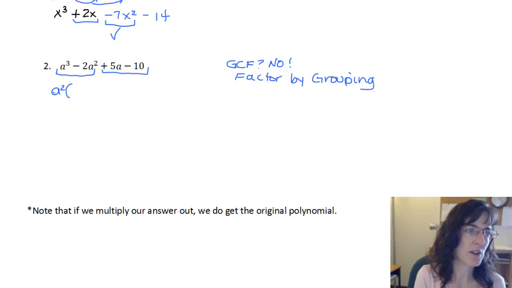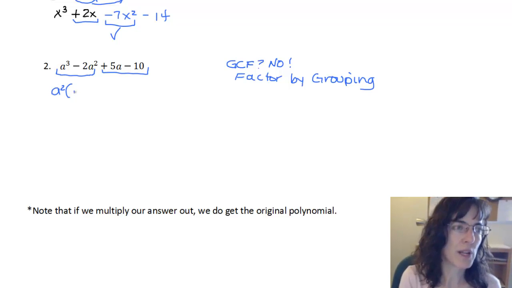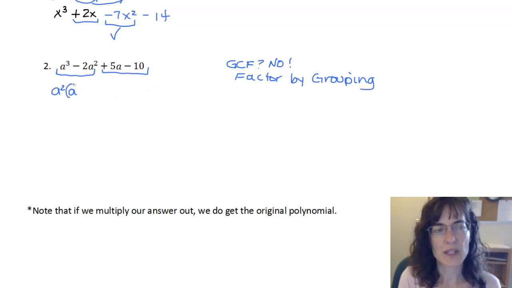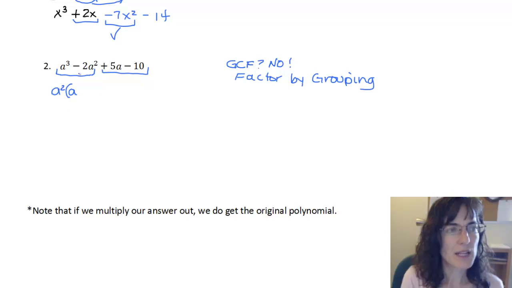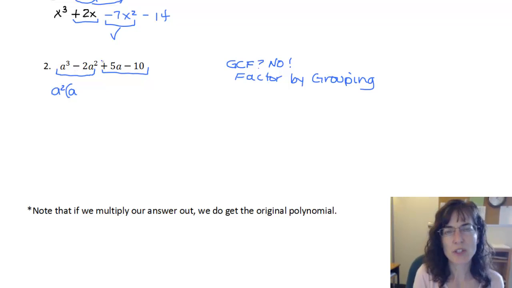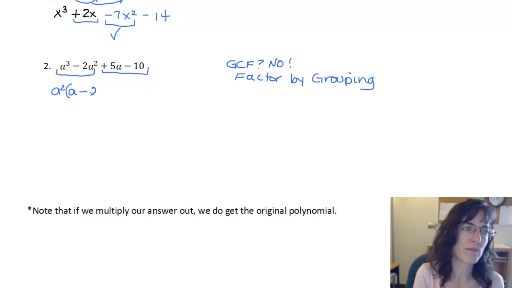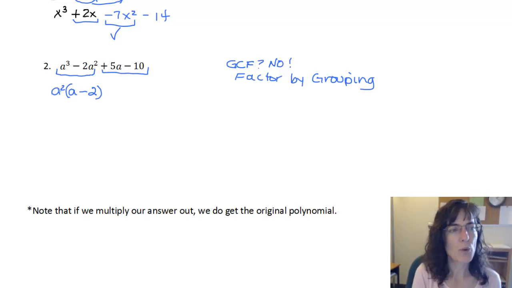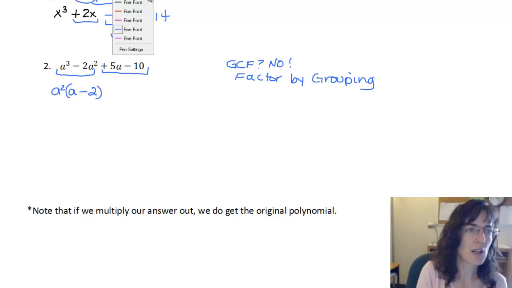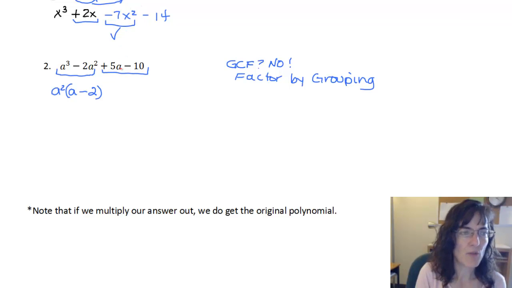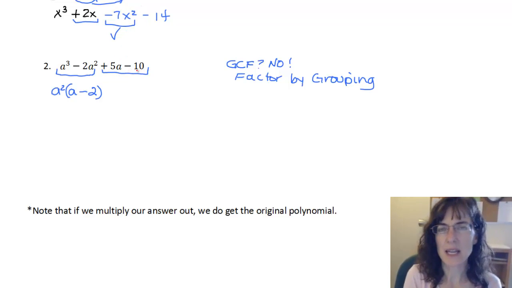So a squared times what will give me a cubed? So I have 2 of the a's here. I need 1 more here to get 3 a's being multiplied. So that's an a. And then a squared times what gives me negative 2a squared? So negative 2 goes there. When I distribute, that'll give me a cubed, and then a squared times negative 2, negative 2a squared. So that one works.